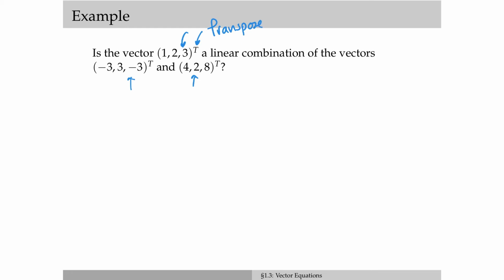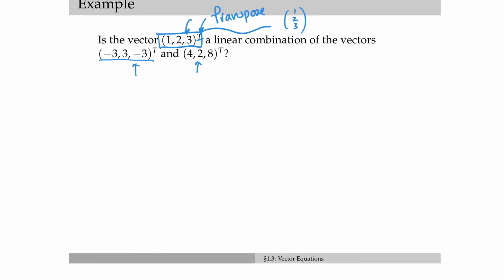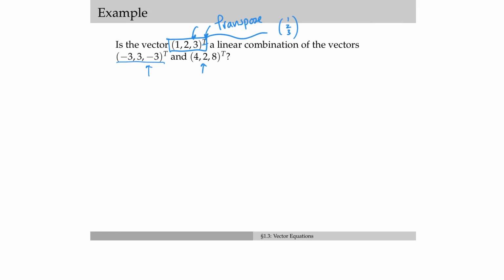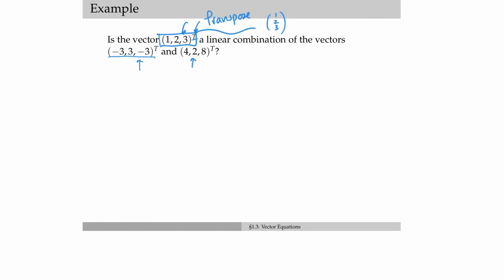That is something we haven't learned yet. What this does is take a given vector and flip it over itself. So this 1, 2, 3 transpose is actually the column vector 1, 2, 3. I'm just writing it with this transpose notation so that it takes up less screen space. But whenever you see something like this, just think of it as a column vector, because that's what it actually is. All right, so is this vector a linear combination of these other two?